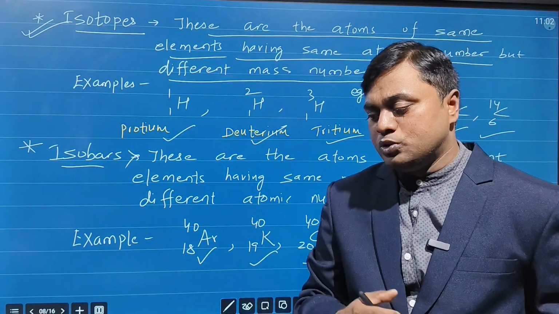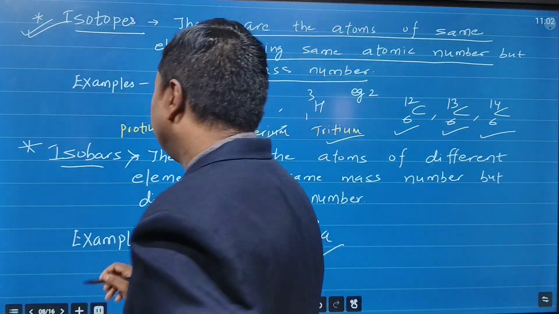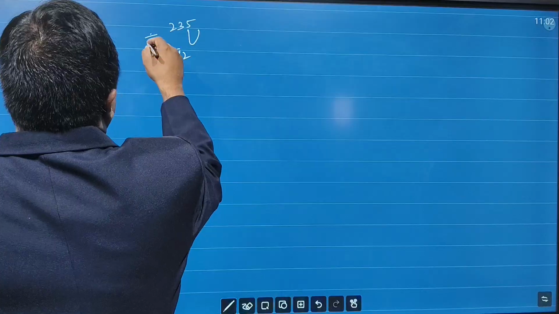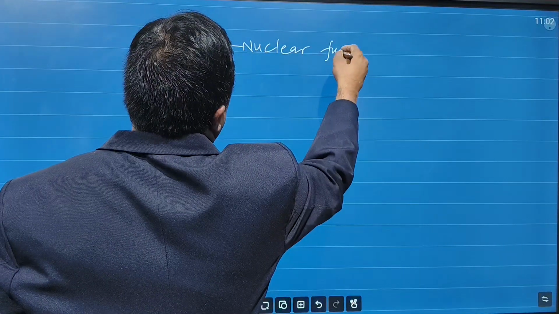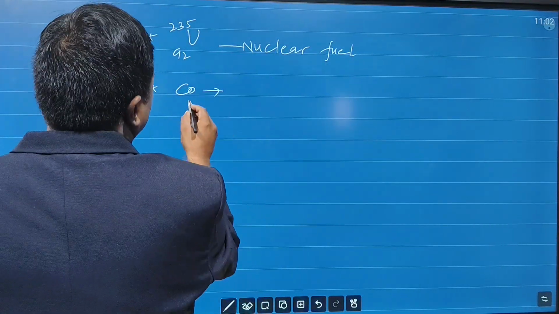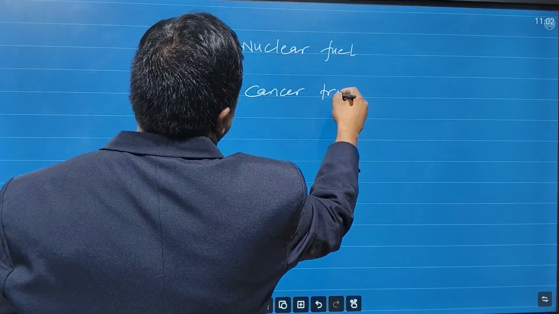In the exam, they may also ask you about the uses of isotopes. You should know some uses. Isotopes of uranium, uranium-235, are used as a nuclear fuel. Isotopes of cobalt are used for the treatment of cancer.